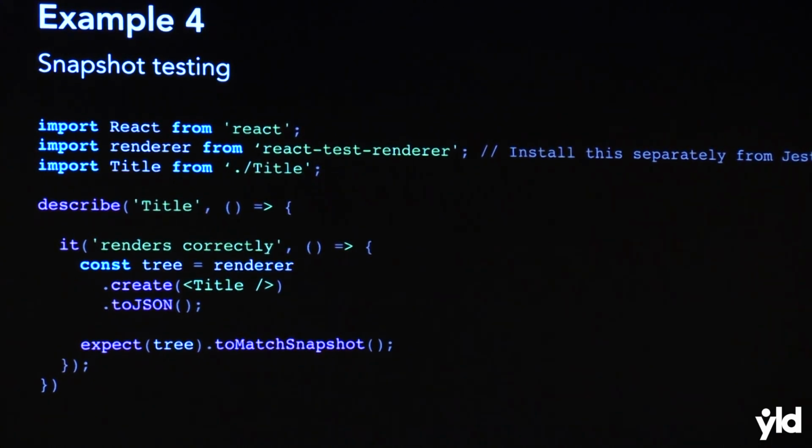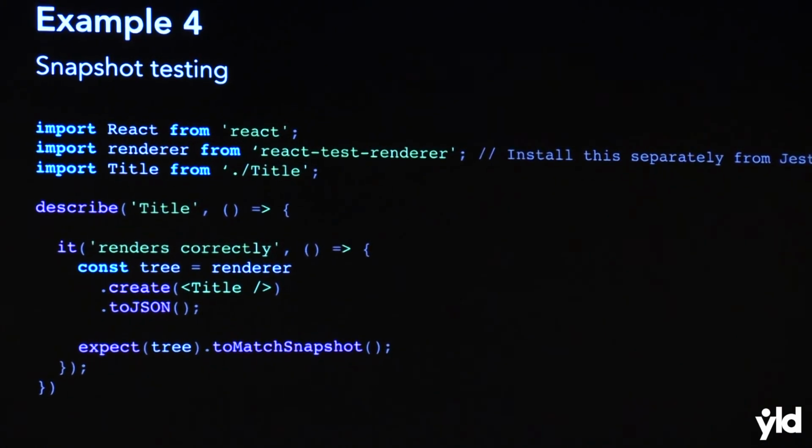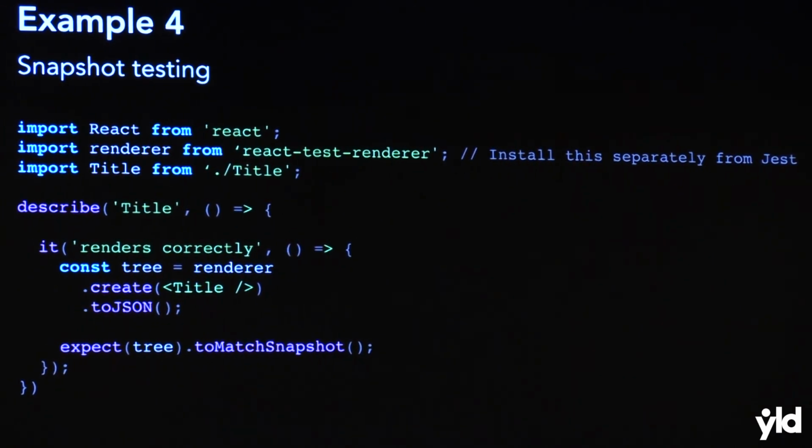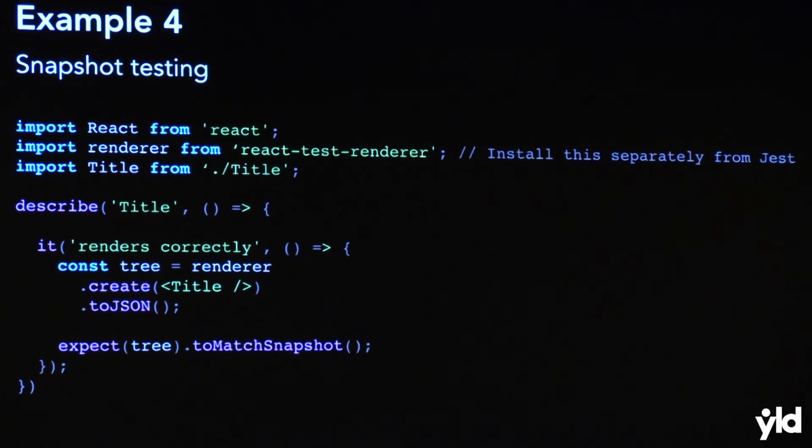And the way that you use this snapshot testing is you actually have to install a separate library. Jest supports it, but it still needs an additional library in order to actually run the snapshot tests. So you just install this library called React Test Renderer. And then all of the snapshot tests essentially look like this. You use the renderer, you put in the component that you're testing, and you output it to JSON, and then you just expect the tree to match the snapshot.